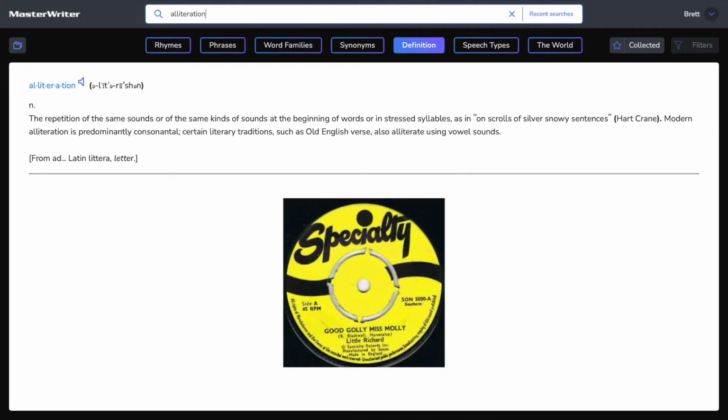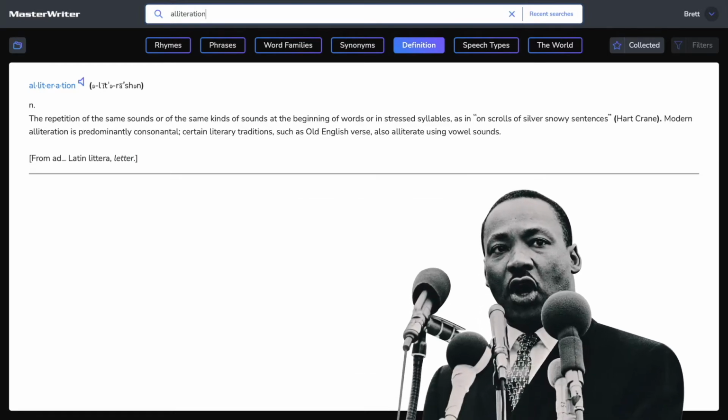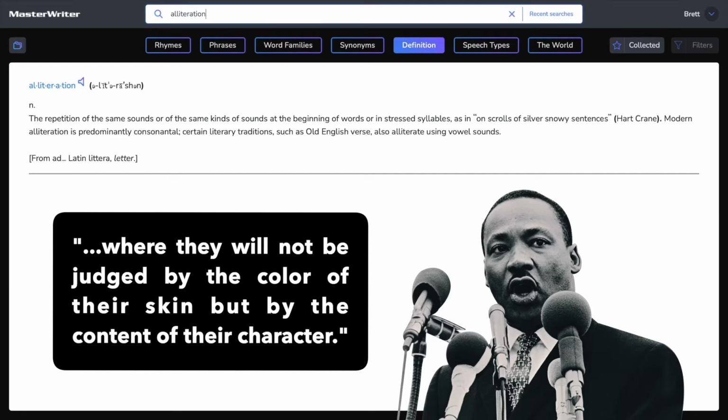Good golly, Miss Molly. My heart stood still, and the memorable words of Martin Luther King, dreaming of a world where his children would not be judged by the color of their skin, but by the content of their character.